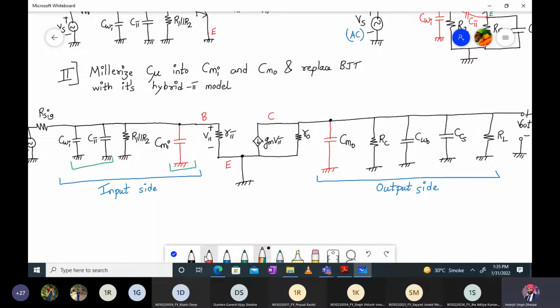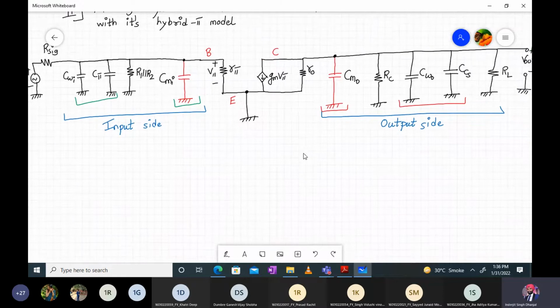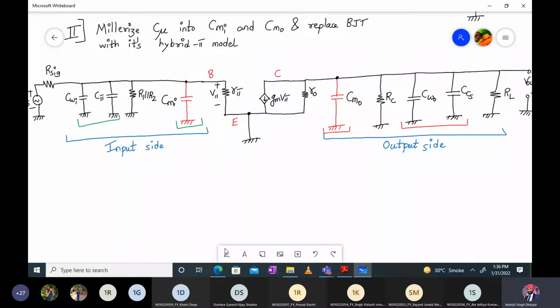So next I will be adding CMO, CWO and CCS. So my circuit will be becoming more compact now. Fine. So what I will do, what I'm writing over here, what I am doing over here.